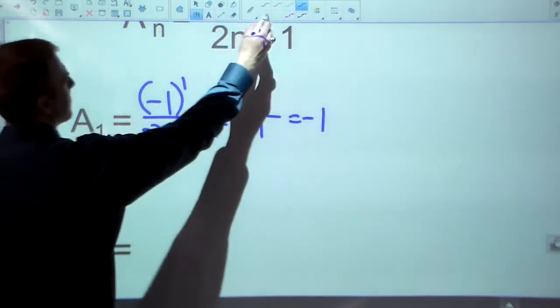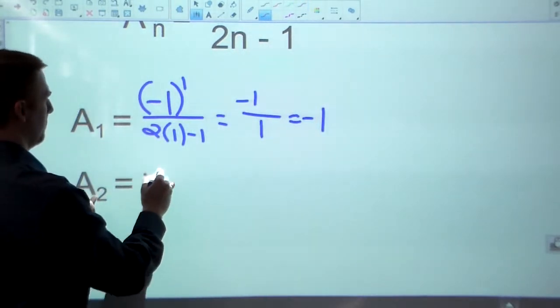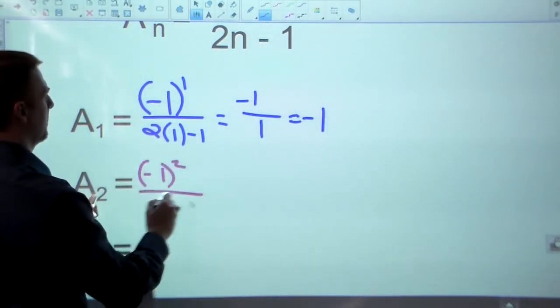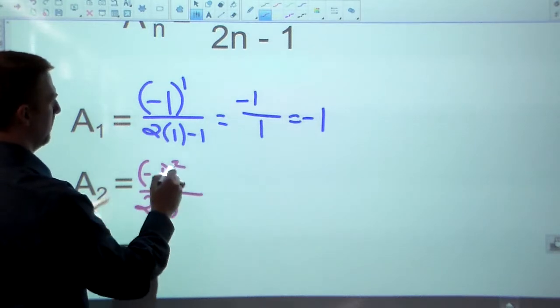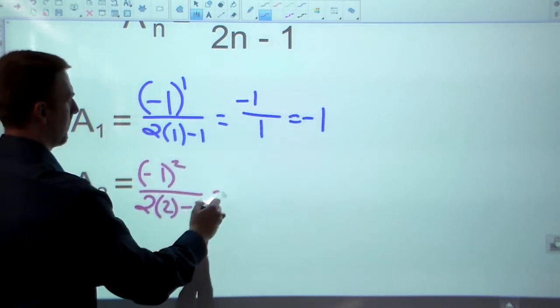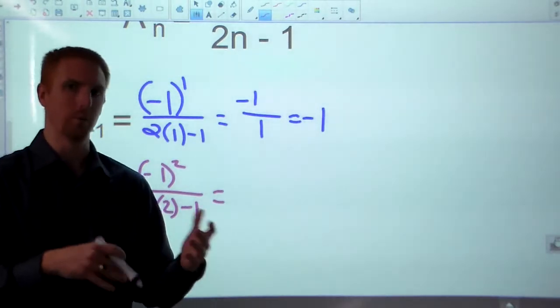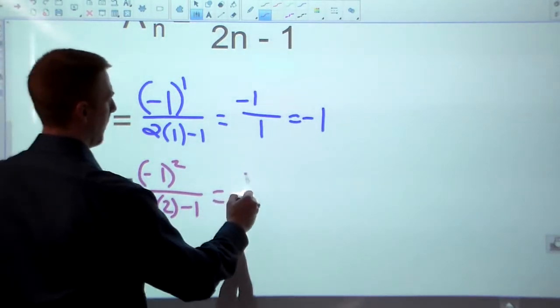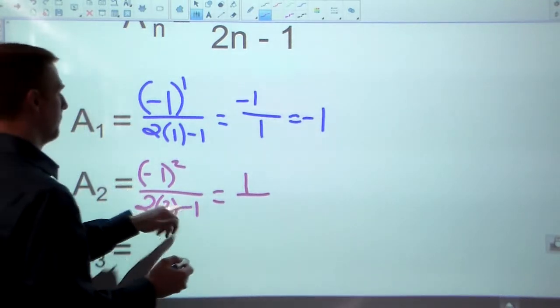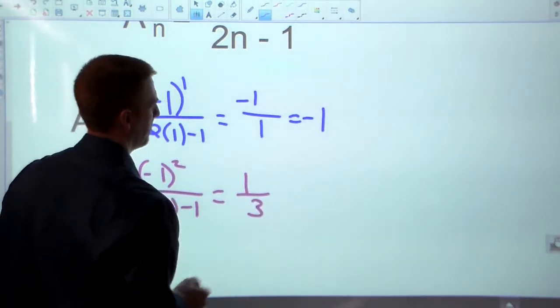And everything stays the same. We'll just change the n's to a 2 in this case. So that is a 2 and this one's a 2. Negative 1 squared becomes positive. So a negative to an even power makes it positive. So this is positive 1 on top. This will be 4 minus 1, so it'll be 3 on the bottom.